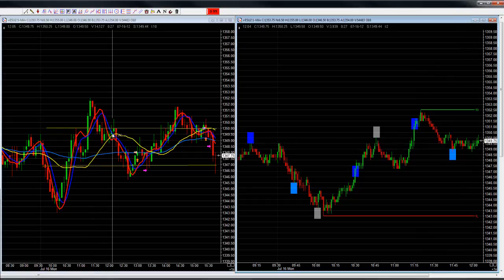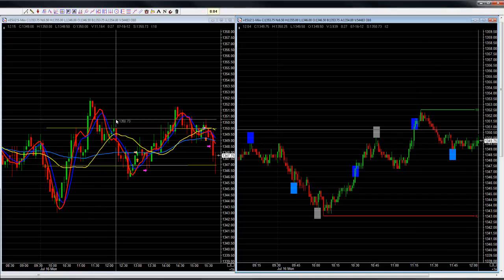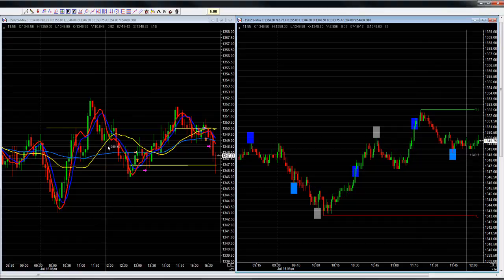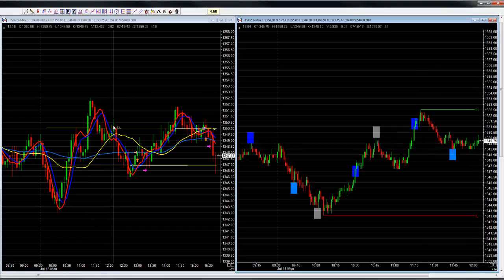See here there's a bit of a 5-minute buy setting up, so the predictive average is starting to cross up here. So if this started pushing up, what we'll look to do is buy off 1350 and get a continuation. But at the end of the day, the market stayed underneath it. Had a little bit of a look above there, but nothing really sustained there. From there we pushed down lower.